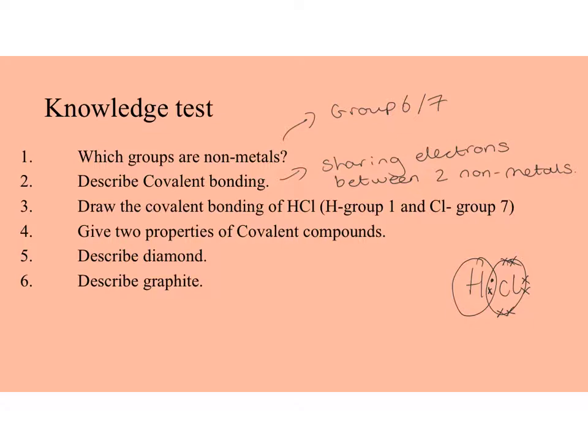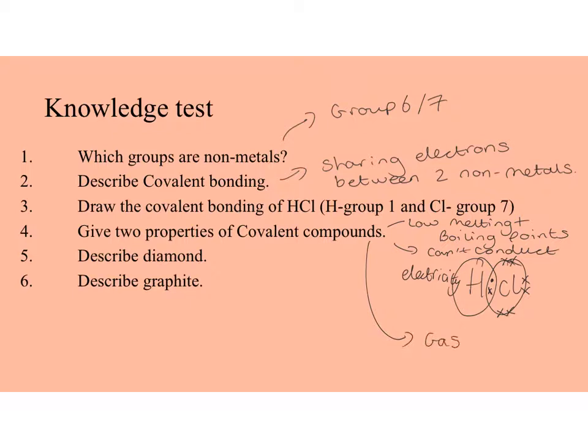Give 2 properties of covalent bonds. They've got low melting and boiling points. They can't conduct electricity. And they are mainly gases at room temp. Okay, a couple of liquids, but mainly gases at room temp. So quite low density as well.